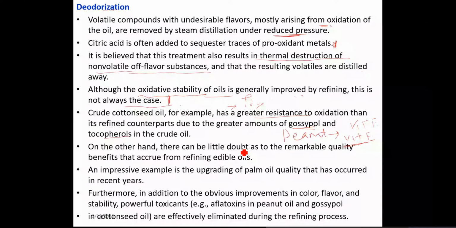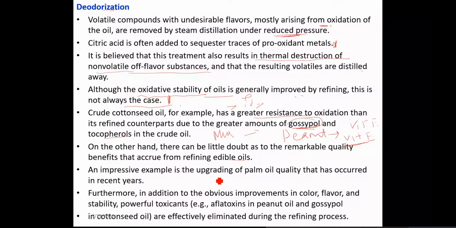But there can be little doubt as to the remarkable quality benefit that occurs from refining edible oil. But then you need to remove these compounds. Gossypol is an anti-nutritional factor. In mustard seed oil there is argemone, which is not good for health because it is very pungent, so it is removed. And cottonseed oil may not be edible because of the presence of gossypol, but refining removes this.